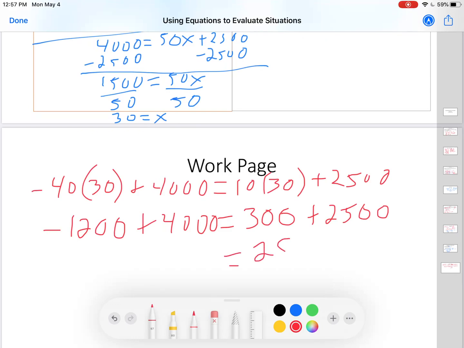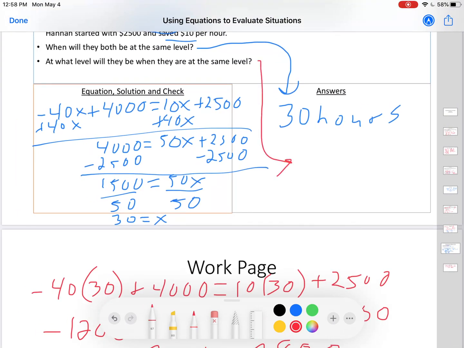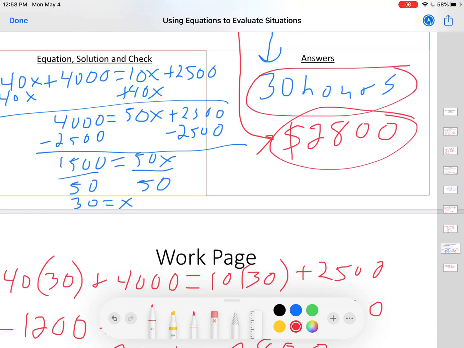How much money does Hannah have at the time? $2,800. How much money does Eric have at the time? He started with $4,000. He took away $1,200. He has $2,800. So the answer to the second question, at what level will they be when they are at the same level? Each of them will have $2,800. And there are the two answers. Okay, that's the idea.